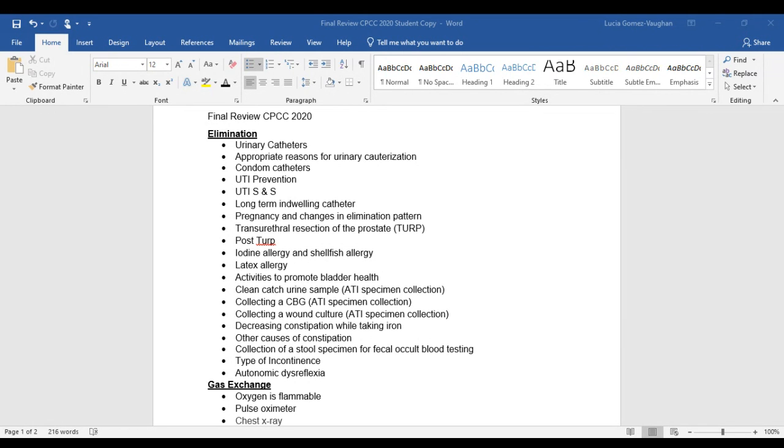Collecting a wound culture. Collection from the crusty area around the outside of the wound or from the dressing might be colonized with microorganisms that haven't affected the wound, and it's going to give us an inaccurate result. So again, I don't want to remove the dressing and get a sample from the dressing itself or anything that's already started to crust around the wound, because it's going to give me a false positive most likely.